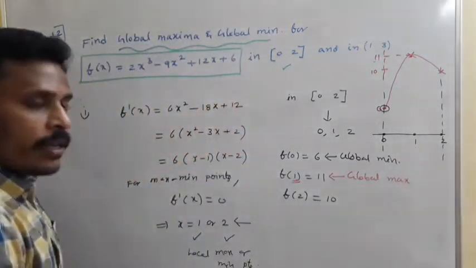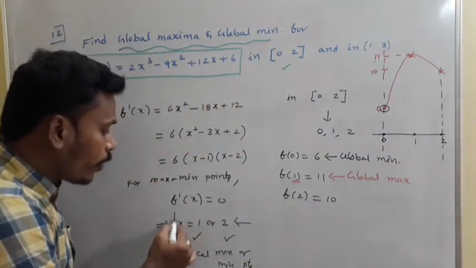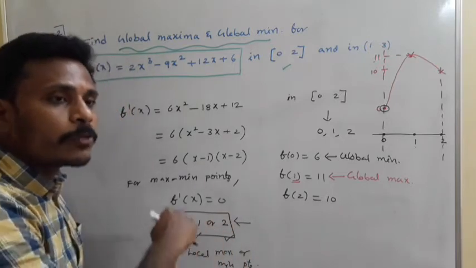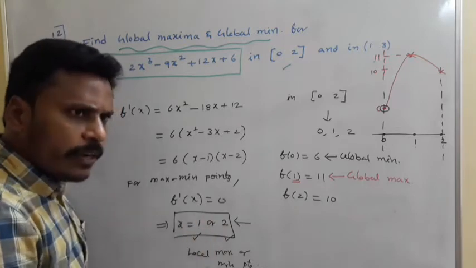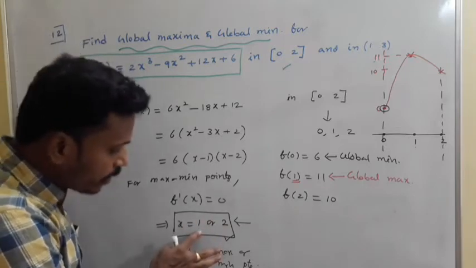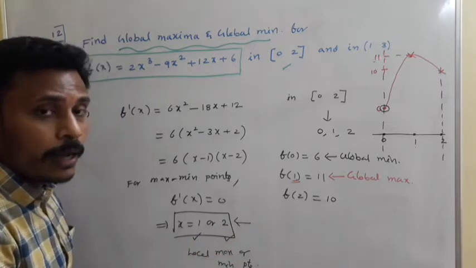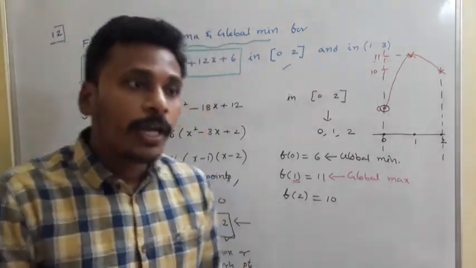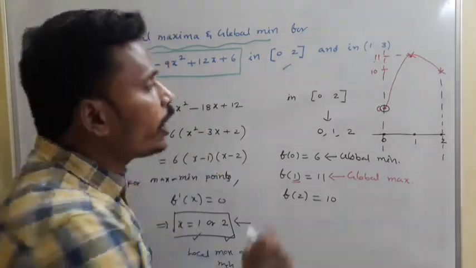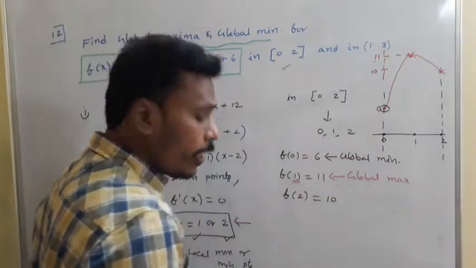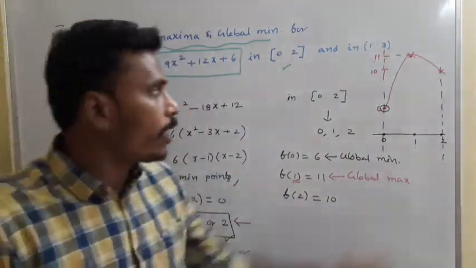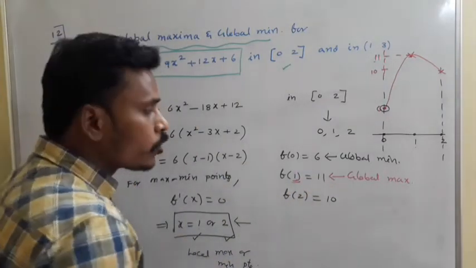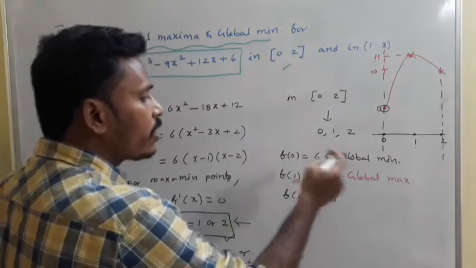Usually after getting maximum and minimum points as 1 and 2, you may feel that these 2 points are corresponding to local maxima and local minima. Clearly true. 1 is corresponding to local maxima and 2 is corresponding to local minima. But local maxima and local minima are different from global maxima and global minima. To check global maxima and global minima, we need to trace the graph from 0 to 2. In between we have one maxima, one minima, one critical point, and that's the sketch. We calculated the functional values as 6, 11, 10. So this 11 is global maxima, that 6 is global minima.